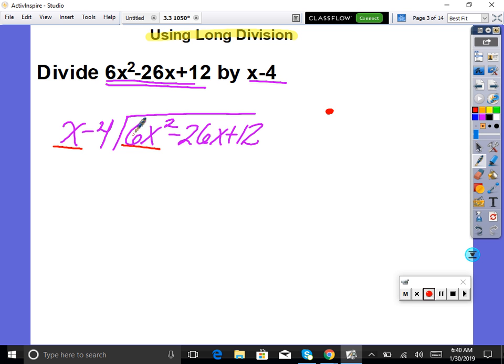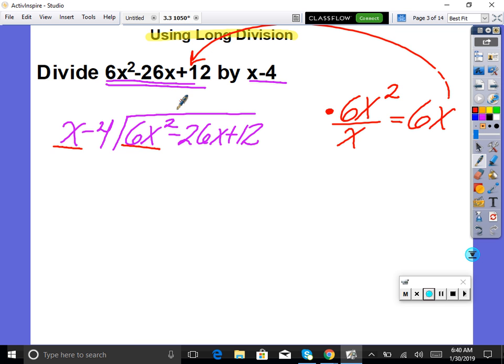Now we're obviously taking this and dividing it by this. So you're going to go off to the side and say 6x squared divided by x. And you're actually going to go ahead and divide them. So what is 6x squared divided by x? 6x. That is part of your answer. So that goes on top. Right here. Sorry, I'm drawing down here. So that goes on top.